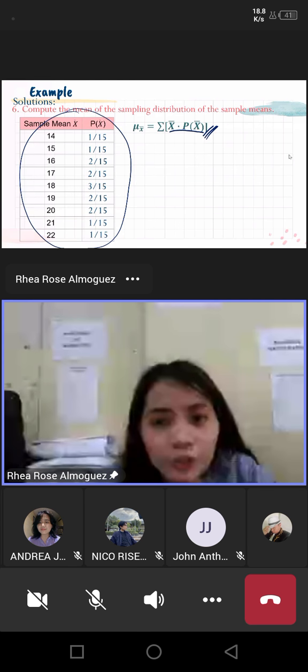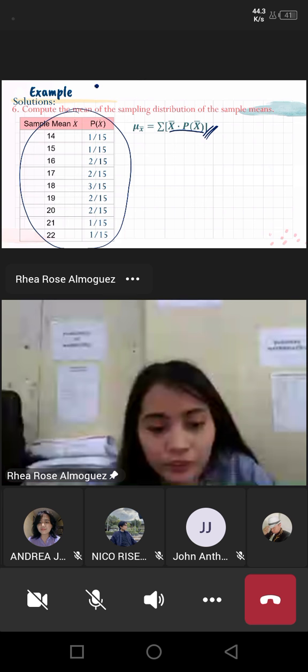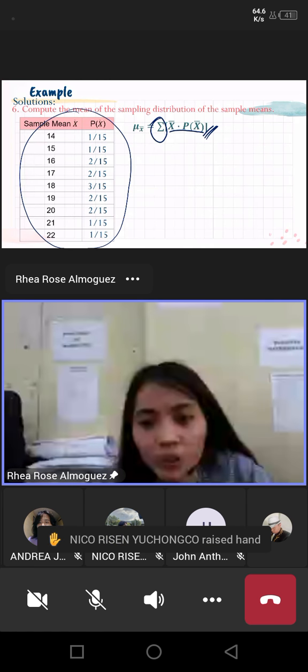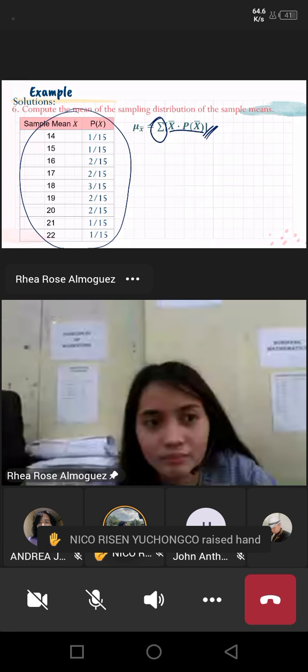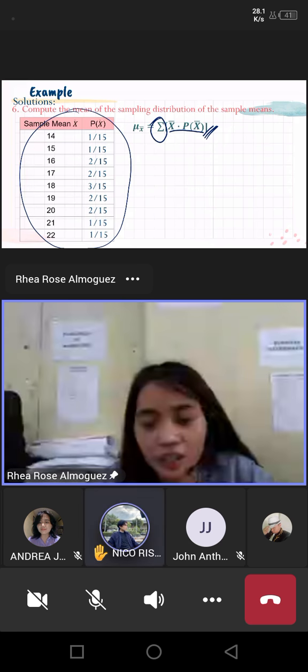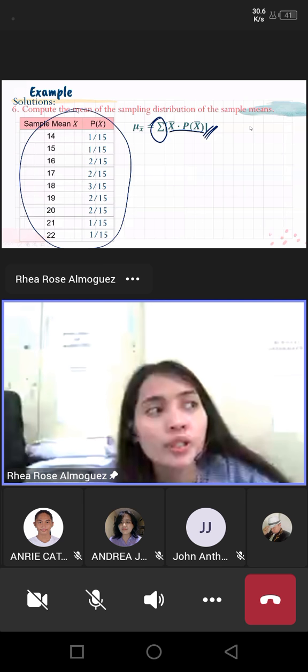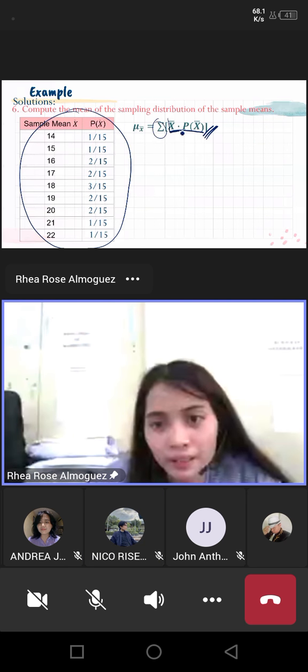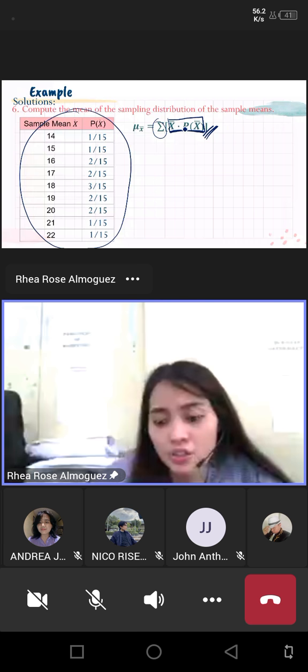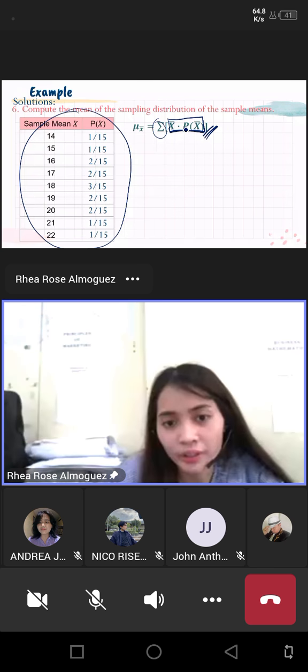Okay. So, ano ba yung meaning na tong symbol na to? Yung sigma na to? May nakakakilala ba sa symbol na to? Summation of x. Okay, summation ko yung basa dito. So, ngayon, ibig sabihin yan, i-add natin yung mga product ng sample mean and its corresponding probability. So, magiging 14 times 1/15, ayan, horizontal, yung partner lang niyang probability pag-multiply mo, plus 15 times 1/15, hanggang sa makarating ka po sa dulo.